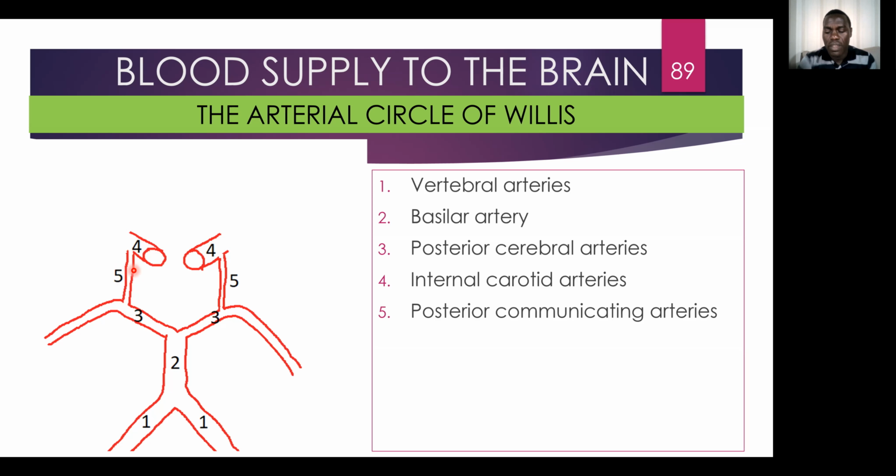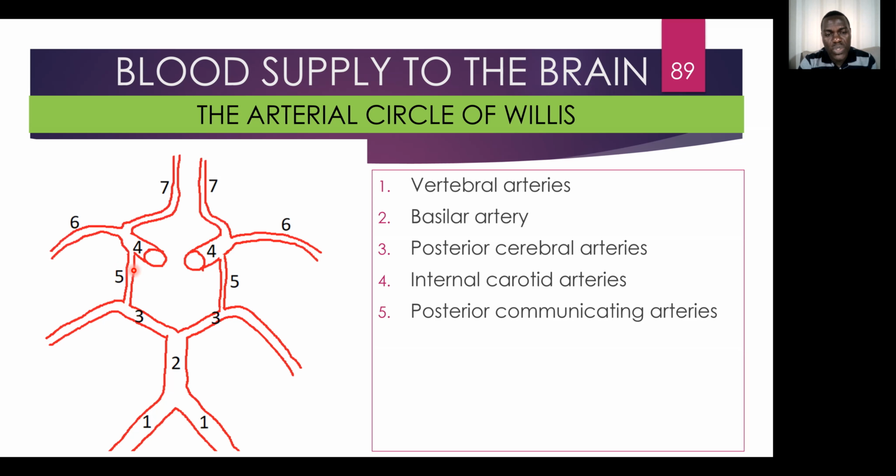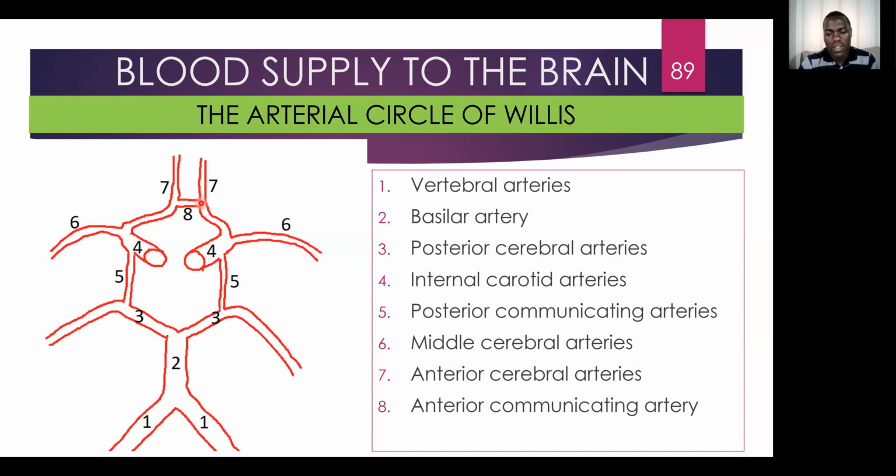The internal carotid artery then divides into two. The one labeled 6 is called the middle cerebral artery, and the one labeled 7 is called the anterior cerebral artery. The two anterior cerebral arteries also have a communication joining them. That communication is called the anterior communicating artery. You can call it ACOM.